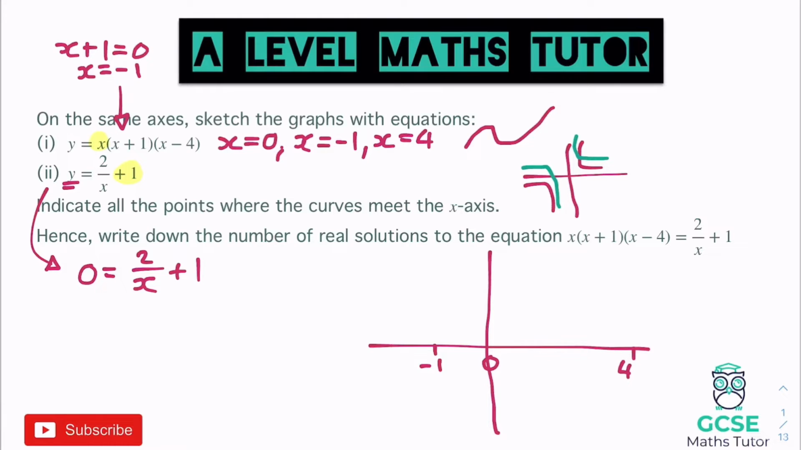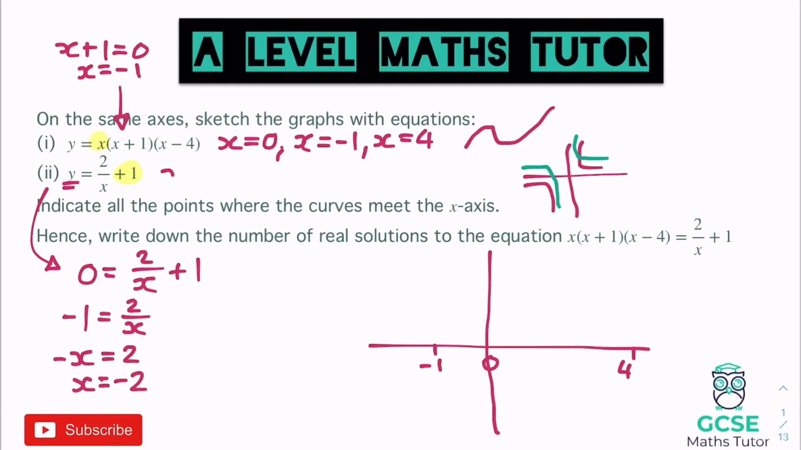Not the nicest one to solve, just because we have a little bit of movement to do. It looks like it should be nice and quick, but we have to minus 1 from both sides. So we get minus 1 is equal to 2 over x. Multiply both sides by x, so we get negative x, or negative 1x equals 2. And then divide by negative 1, and we get x equals negative 2. There we go. We know it's going to cross over at x equals negative 2.